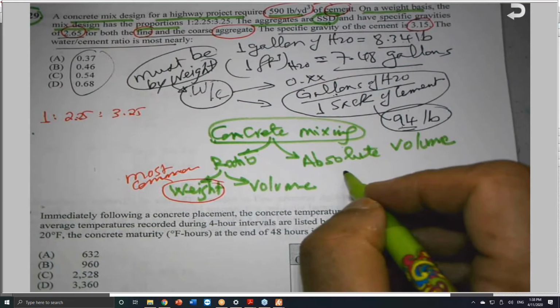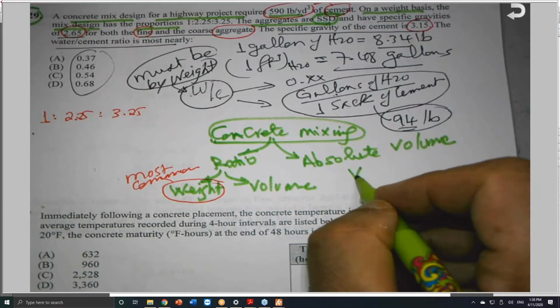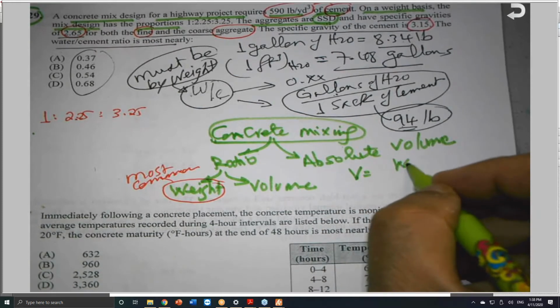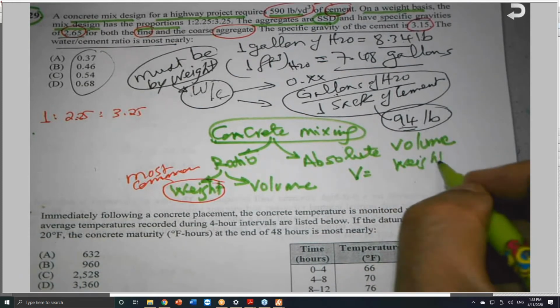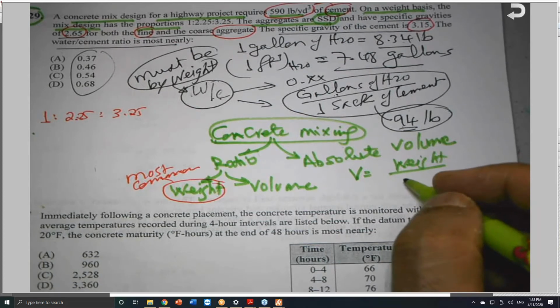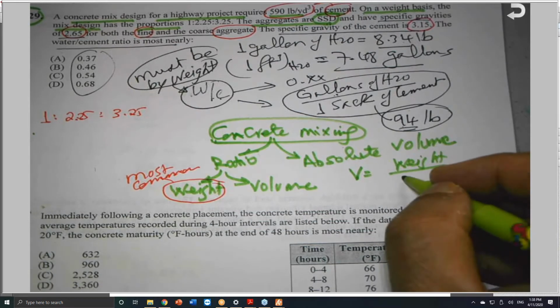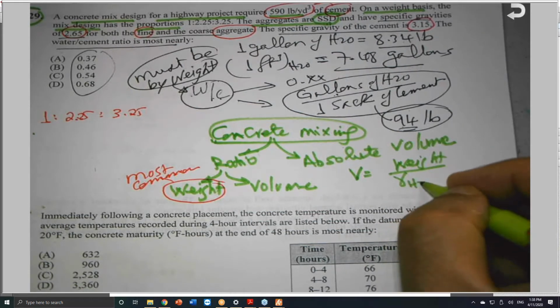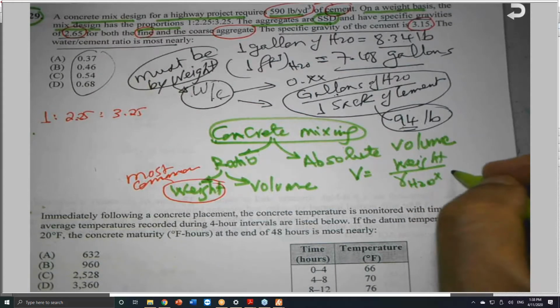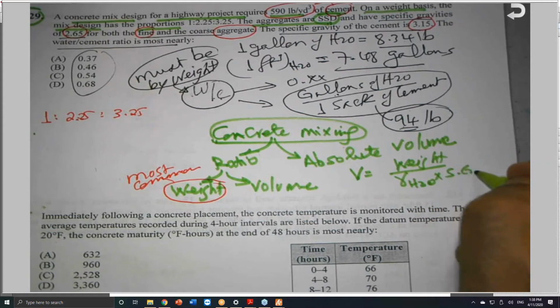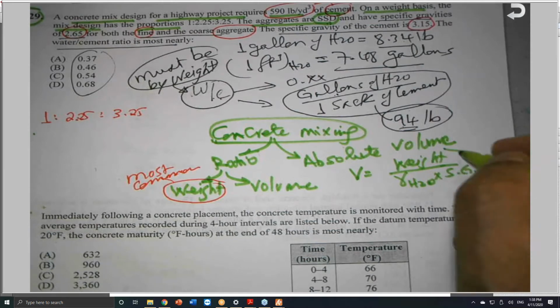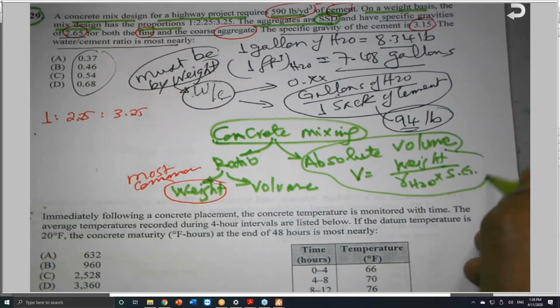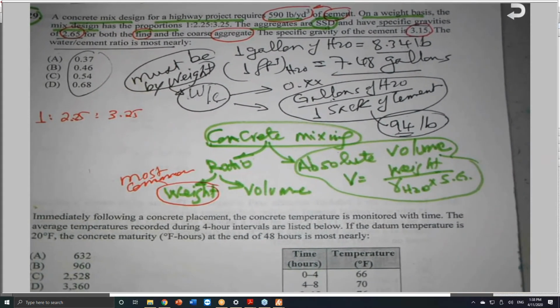Absolute volume. And the absolute volume equation says the volume is equal to the weight over gamma water times the specific gravity, SG. Very important equation. I need you to be aware of this equation. Let me write it down here.